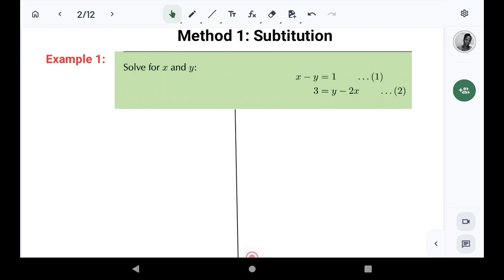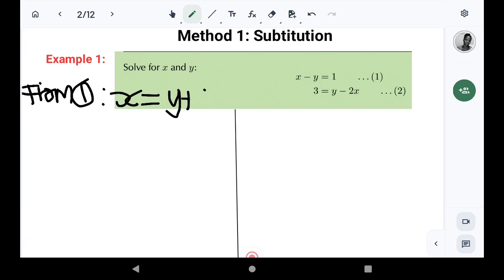Now, in the method of substitution, what you do is you choose the easiest equation in that system of equations, and you express one variable as a function of the other. For example, in this case, express x as a function of y. In other words, make x the subject of the formula. So how do you do that? You go from equation 1. We're going to express x as a function of y, so that becomes x equals y plus 1. You simply take y to the right hand side.